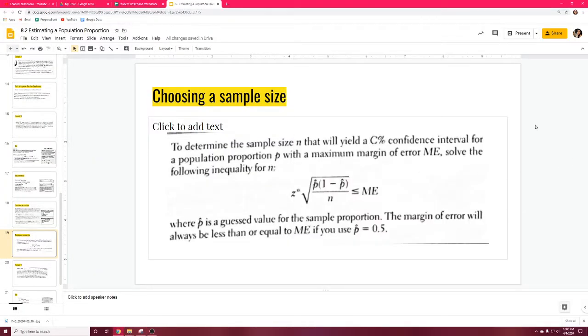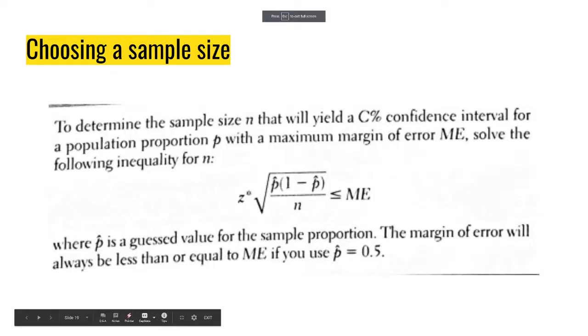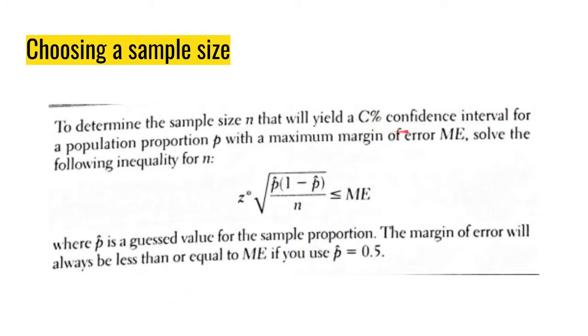We are currently on slide 19. To determine the sample size N that will yield a C% confidence interval, this C% is your confidence level, for a population proportion P with a maximum margin of error ME. ME is the maximum margin of error they will give you in the question. Solve the following inequality for N.